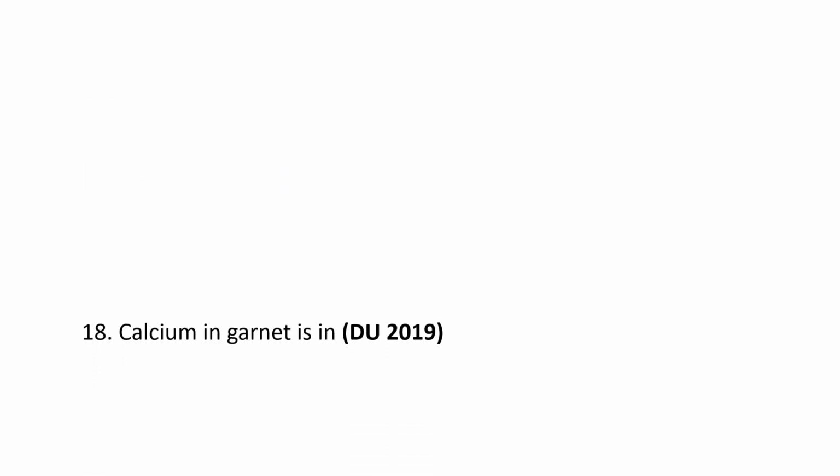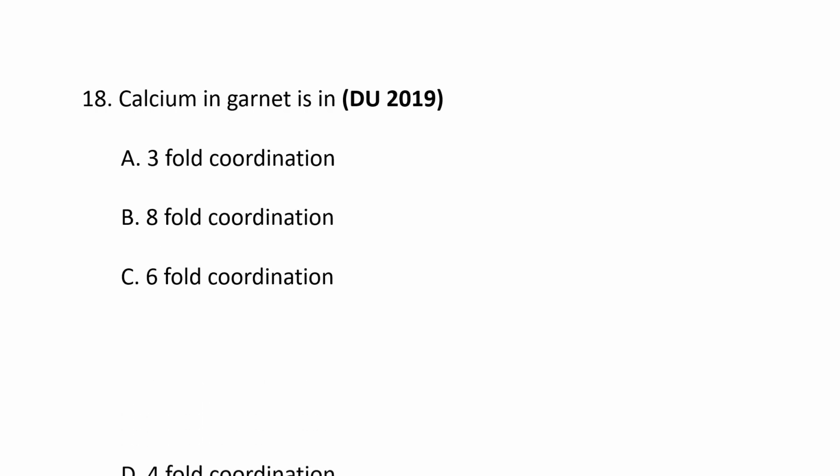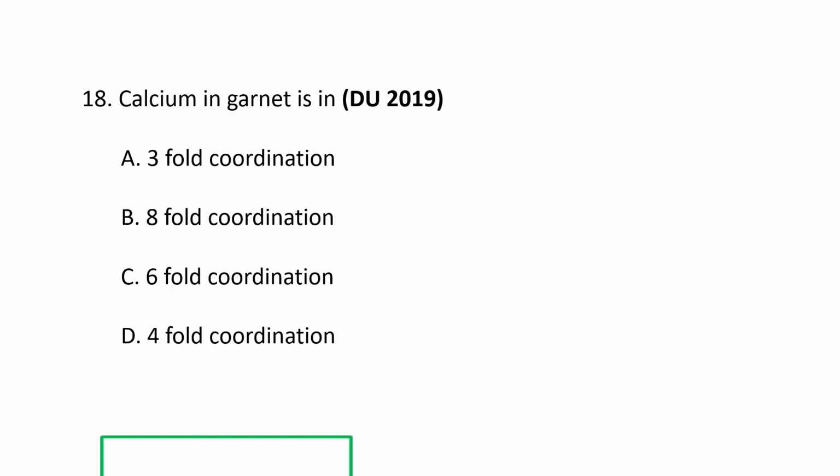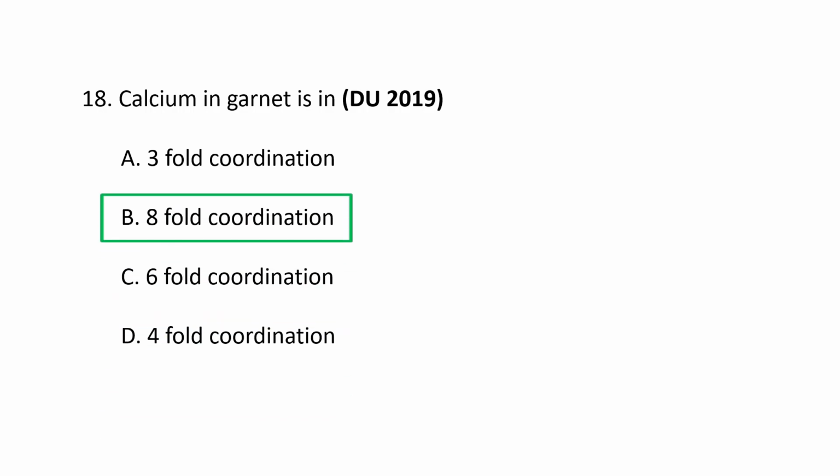Next question. Calcium in garnet is in A. 3-fold coordination, B. 8-fold coordination, C. 6-fold coordination, and D. 4-fold coordination. So the correct answer is B. 8-fold coordination. Typically, the coordination number of the A-site cation of garnet is 8 due to the radius of calcium, which is 0.112 nanometers, so 8-fold coordination is appropriate without too much pressure. So calcium in garnet is in 8-fold coordination.